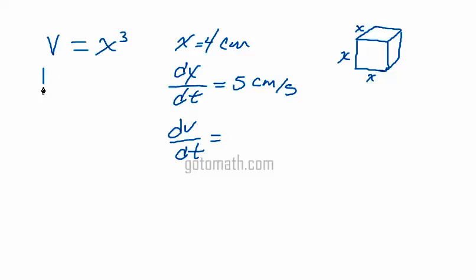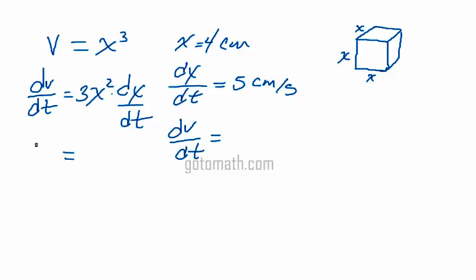So the derivative of V is dV over dt, and then this is 3x squared times dx over dt. And of course, this is a pretty easy problem here, right? So we got dV over dt equals 3 times x, they gave us that as 4, so that's 4 squared, and then they gave us dx over dt, and that is 5. And then all we got to do is just multiply all that stuff together, and we end up with 240, I believe.